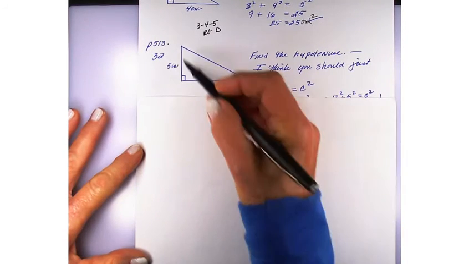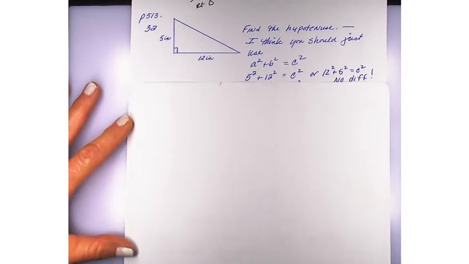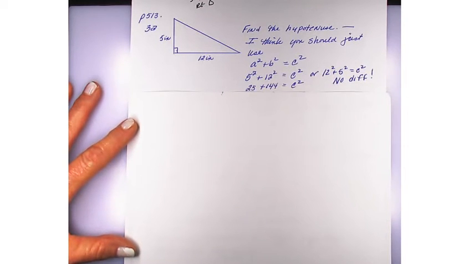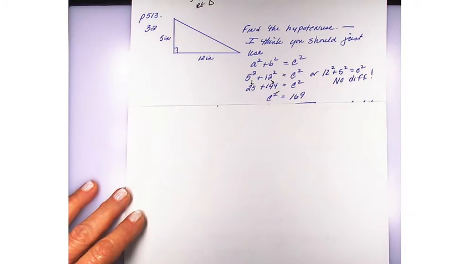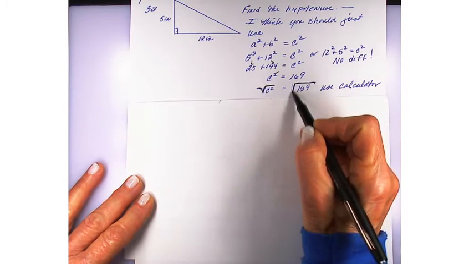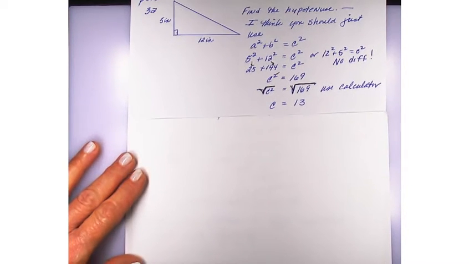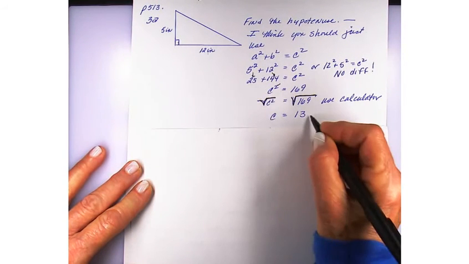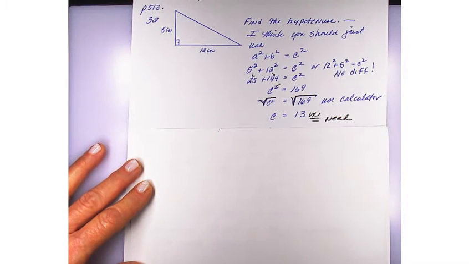I'm giving you a leg of 5 inches and a leg of 12 inches, and the question says find the hypotenuse. I think you should just use a squared plus b squared equals c squared. So I substituted in 5 squared plus 12 squared equals c squared. So we get 25, we get 144, c squared is 169, but we need, this is c to the 2, we need c to the 1. So I have to take the square root of the left, and I have to take the square root of the right. That gives me c equal to 13, and what do we have here? We have 13 inches. So we need a measurement on that.